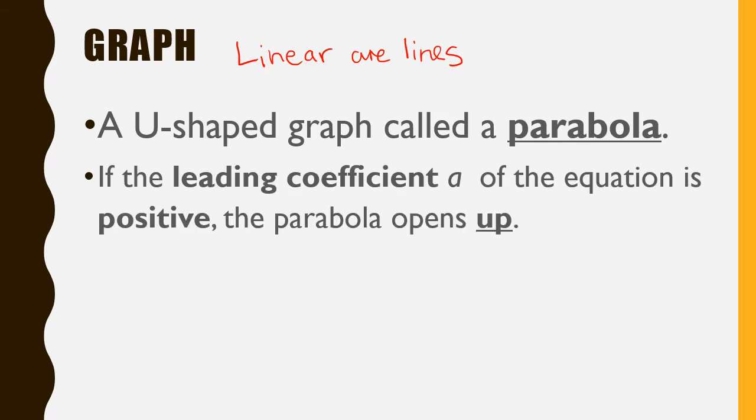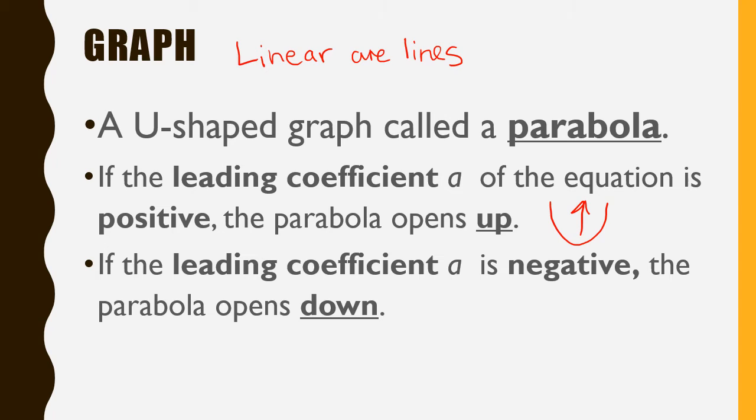Now, this parabola opens up if the leading coefficient of the equation, the one with x squared, is positive. So when we have a positive coefficient, that means we have a happy face, and that means the parabola opens up. Now, when the leading coefficient with x squared is negative, that means a frowny face, and that means the parabola is going to open down.